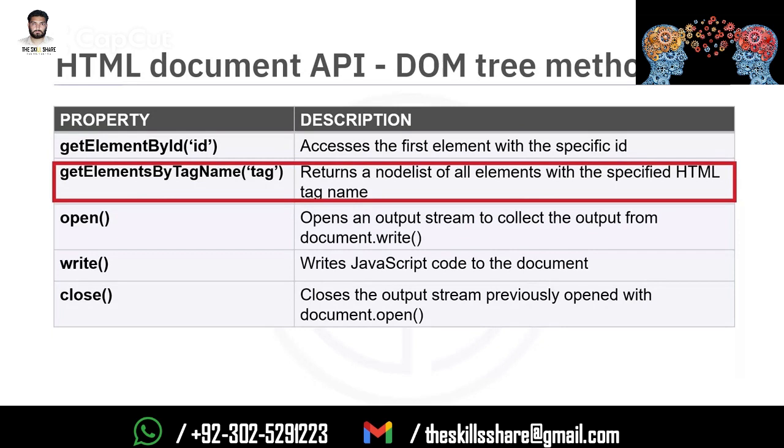The document.getElementsByTagName function has one required parameter, which is the tag name of the element you want to access. This function returns a node list of all the elements with the tag that matches the required parameter.